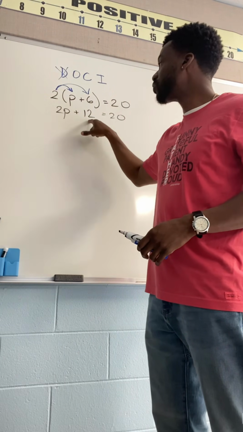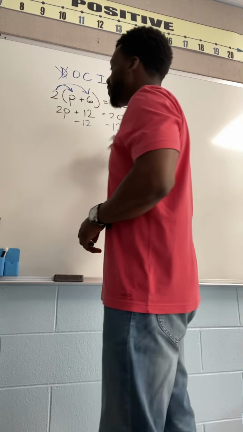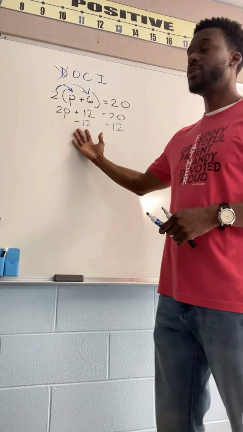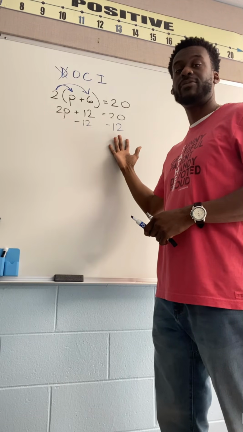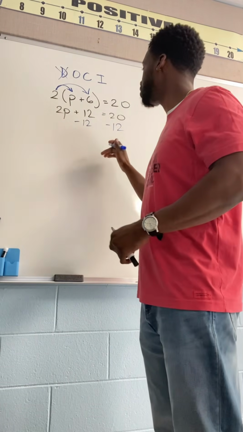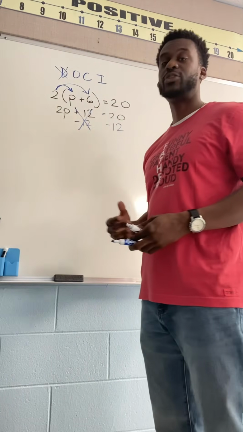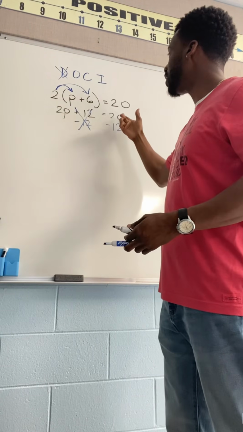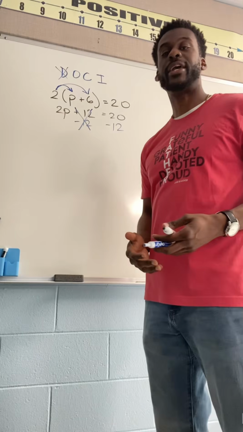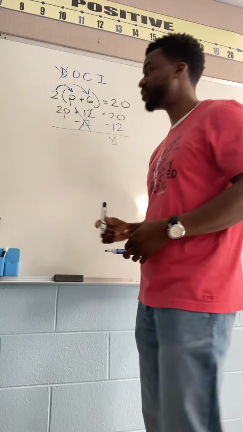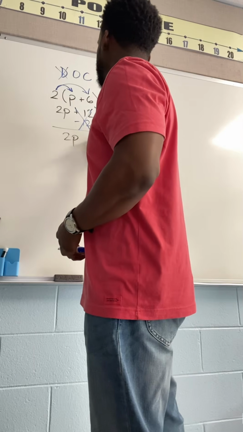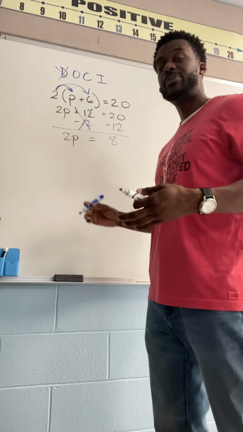I'm going to turn the plus 12 to a minus 12. And whatever you do on one side of the equal sign is what you have to do on the other side of the equal sign. That's a rule in algebra. This crosses out because 12 minus 12 equals 0. And over here, 20 minus 12 is going to be equal to 8. Again, I bring down what wasn't touched. 2p equals 8. Opposite is done.